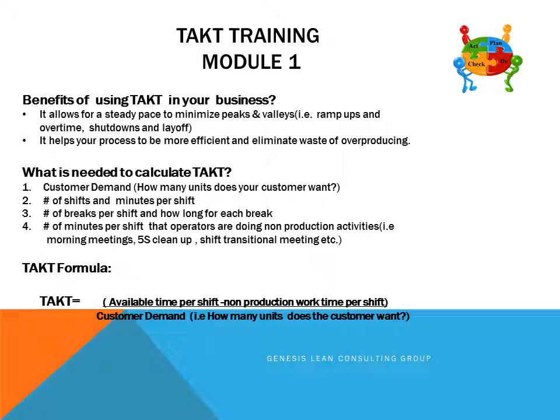Okay, now looking at the formula for TAKT, you take the total time that you have available per shift minus all of those non-production work activities. And we're going to look at an example a little later, so that'll put more meat to this for you. And you divide all of that by the customer demand.